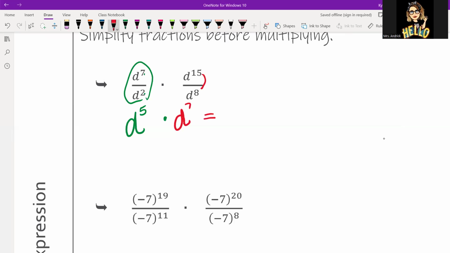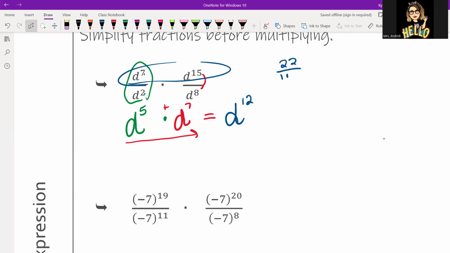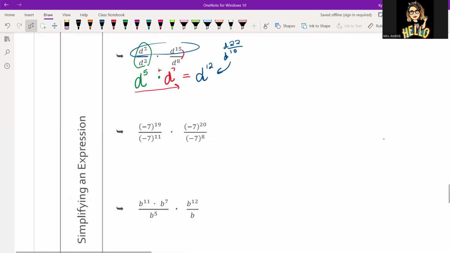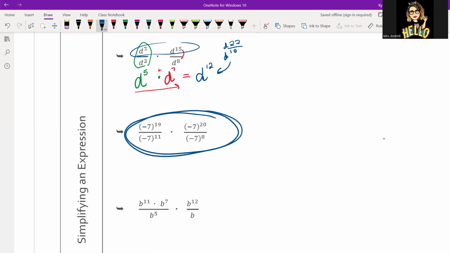And now, since we're multiplying straight across, we just add our exponents. So we get d^12. You could have also gone across and said that that was 22 and 10, and then you would have still gotten the same answer. So can you pause the video and try this one for me? So pause the video right now and see if you can get this one.